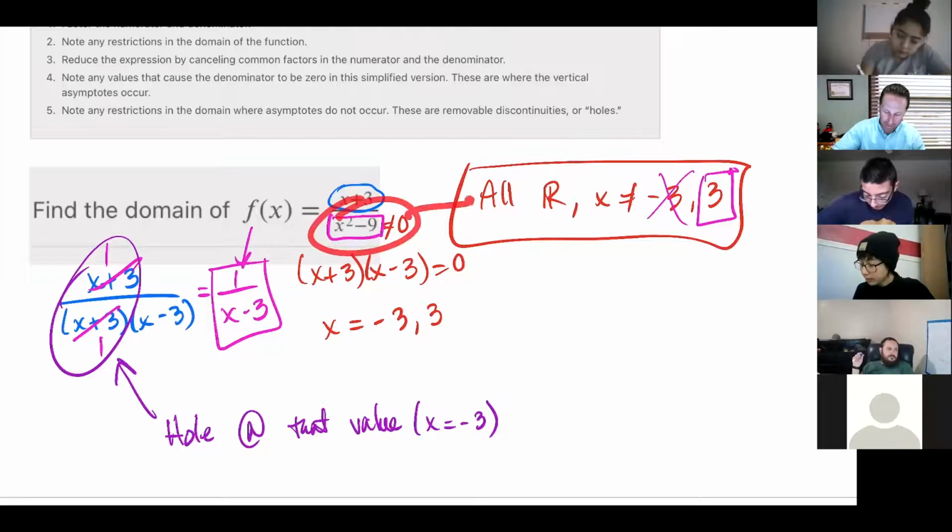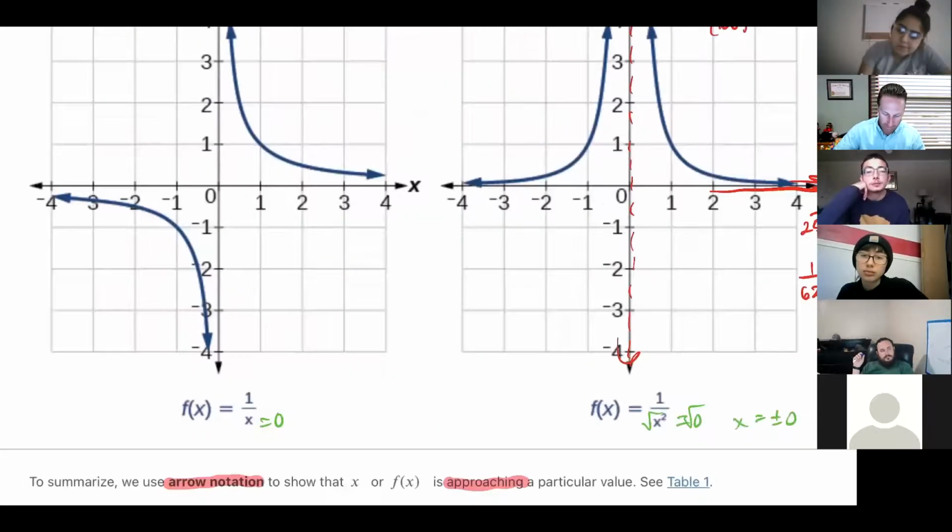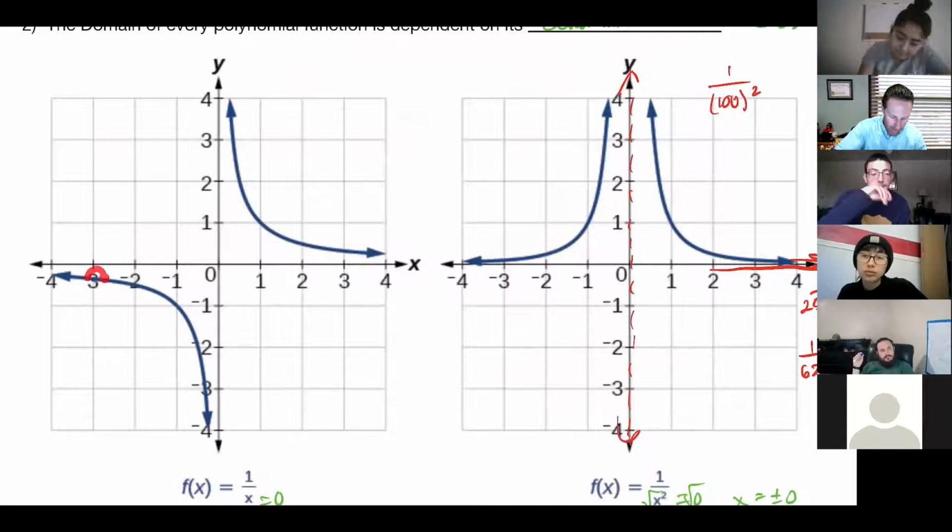Did it affect our domain? If there's a hole at -3, should we be tossing it out? No. Very good. Just like a vertical asymptote. The only difference would be at -3, we would have had a little hole right there, an open dot around it, saying, oh, not that value, but everything to the right and the left of it, yes. Not a vertical asymptote there, though, like there was here.